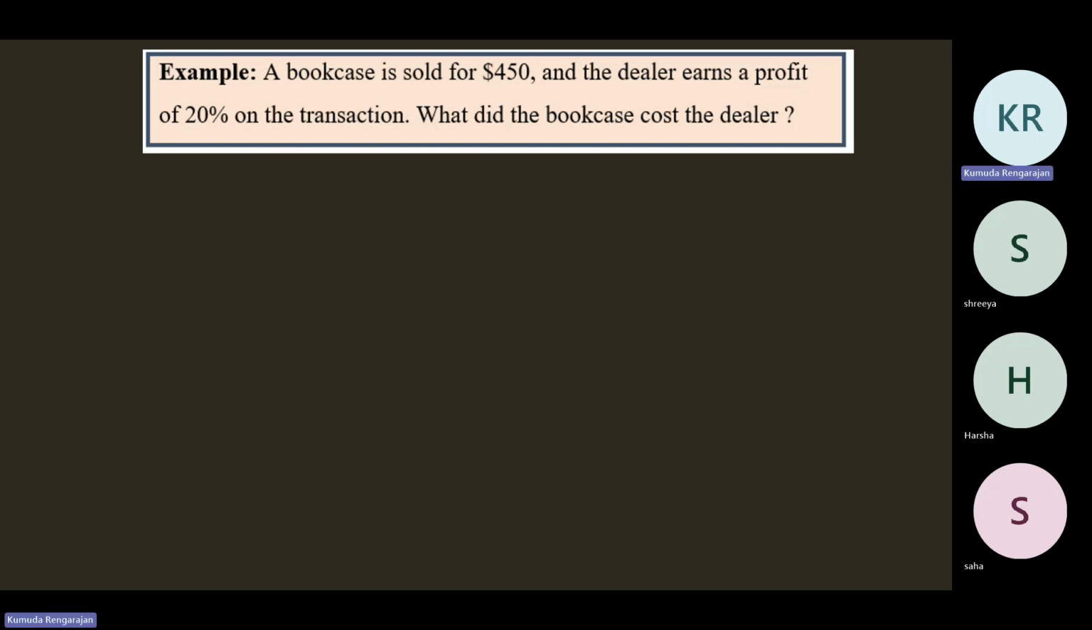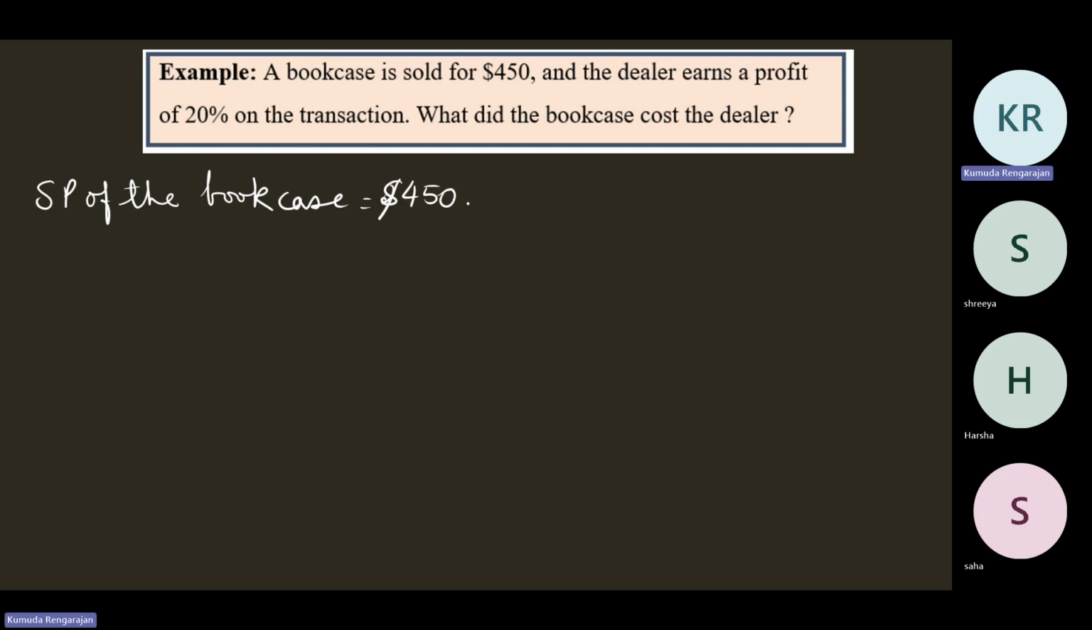Okay, so we have already seen this chapter, profit, loss, and discount. Let me see if you can recall the formula from this chapter. In this question, a bookcase is sold for $450. Sold for means the selling price of the bookcase. So SP of the bookcase is equal to $450.